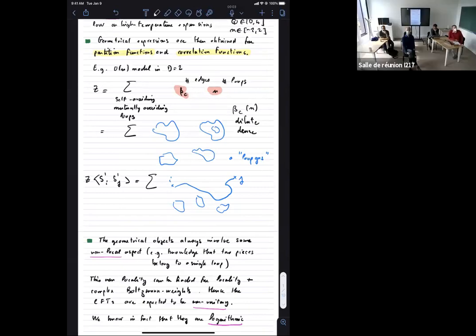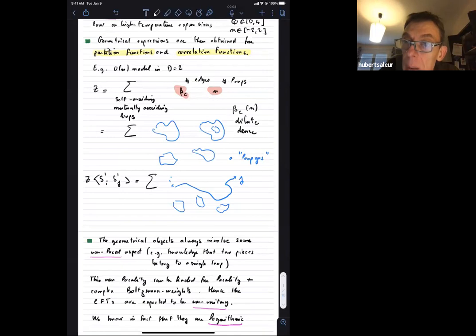What are the edges here? What do you call edges here? Edges is simply the number of monomers. So you imagine drawing your loops on a lattice, for instance, say the honeycomb lattice. So you draw your loops on the honeycomb lattice, and then these are the edges, right? It's simply the number of elementary edges that belong to the loop. It's a fugacity per monomer.